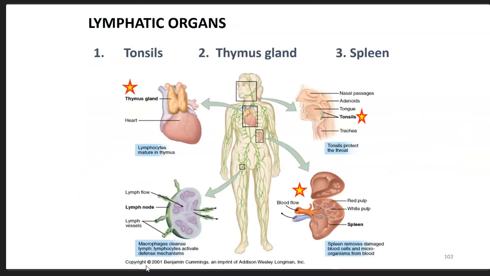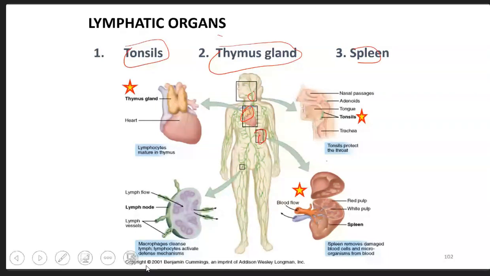Okay, so this diagram shows you the location of the lymphatic organs. The location of the tonsil, you should know, is in this area. And then the thymus is here, and the spleen is here. Spreading throughout the body, you have many lymph nodes.